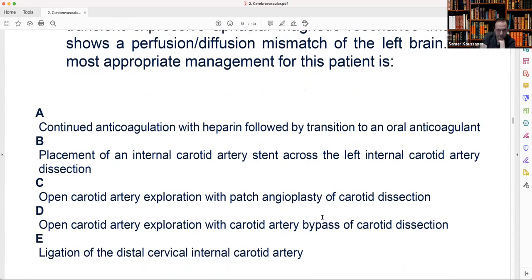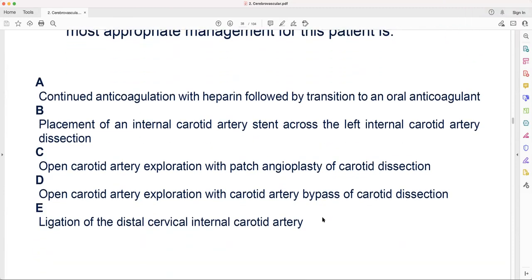Placement of an internal carotid artery stent across the internal carotid artery dissection. It sounds good. I think this is the answer, but let's see the other options.